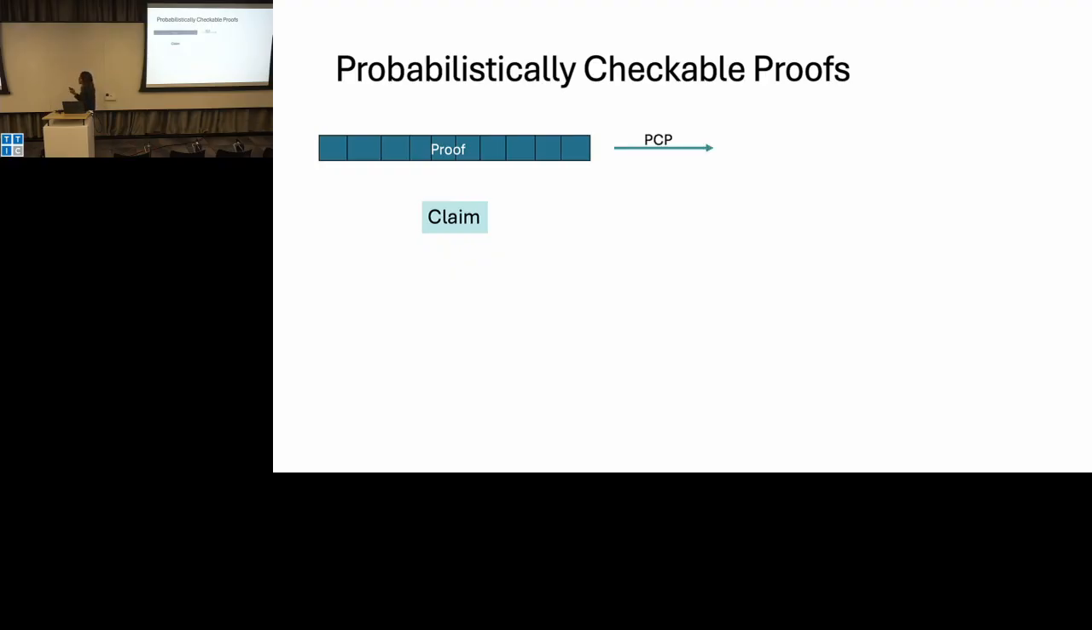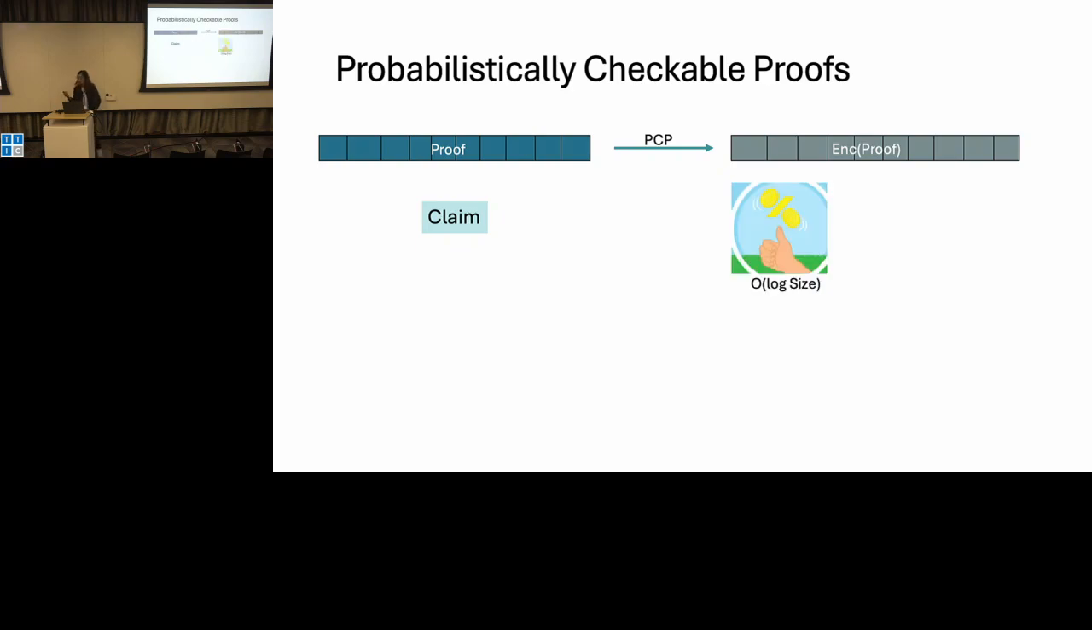So what a PCP does is gives you a way to encode this proof into a different format where you, as a verifier, can toss a bunch of coins which are logarithmic in the size of the proof, query a constant number of locations and read a constant number of bits in each location, verify whether they satisfy some constraint or not, and output yes or no based on this verification.